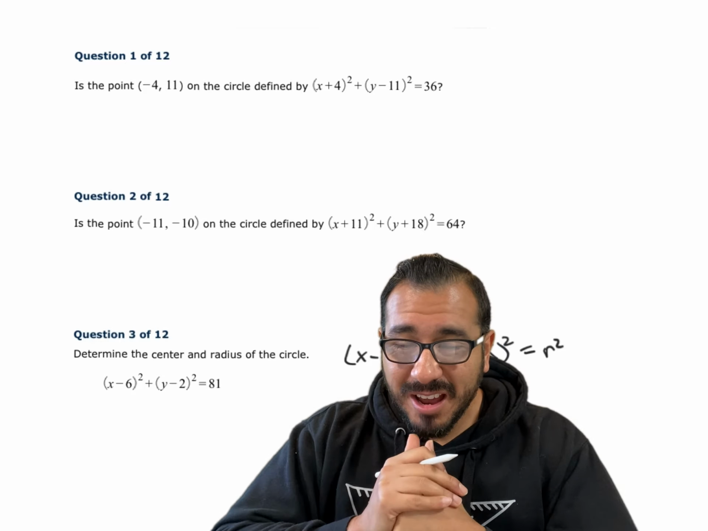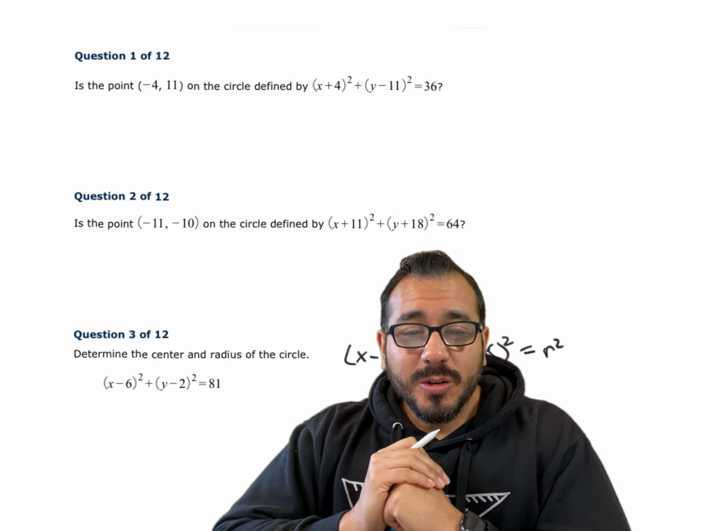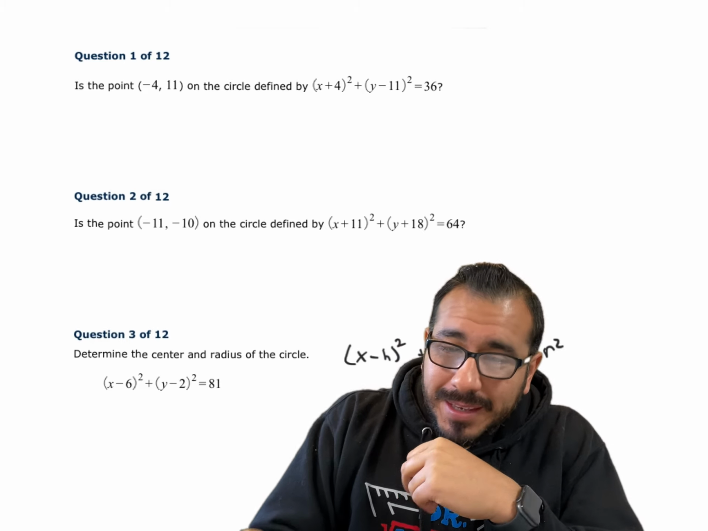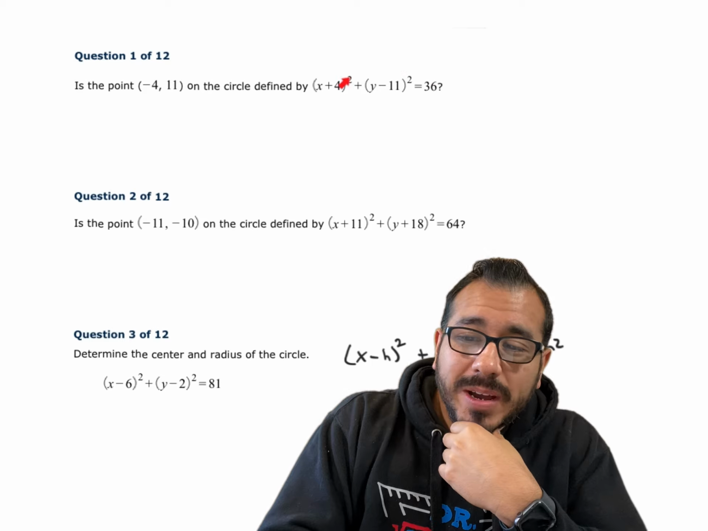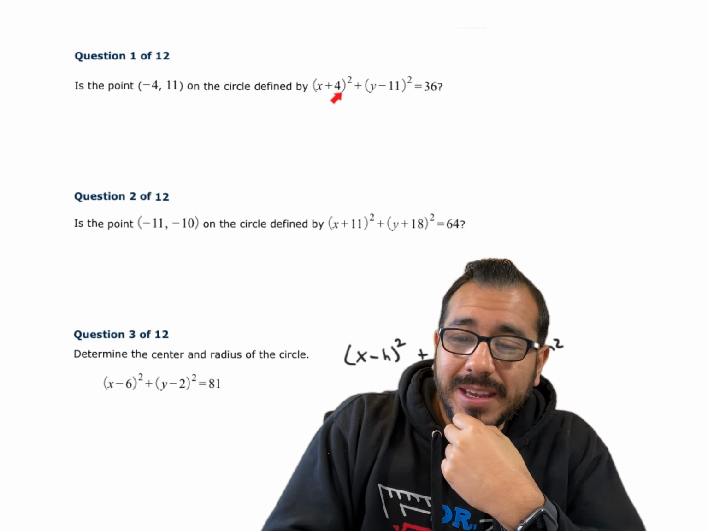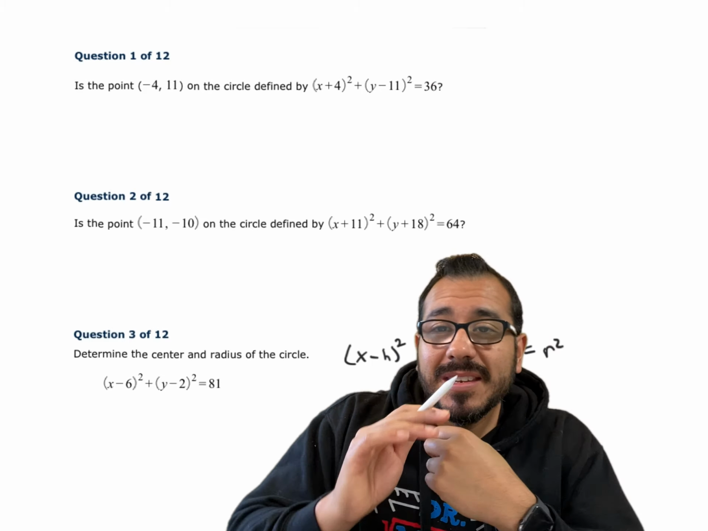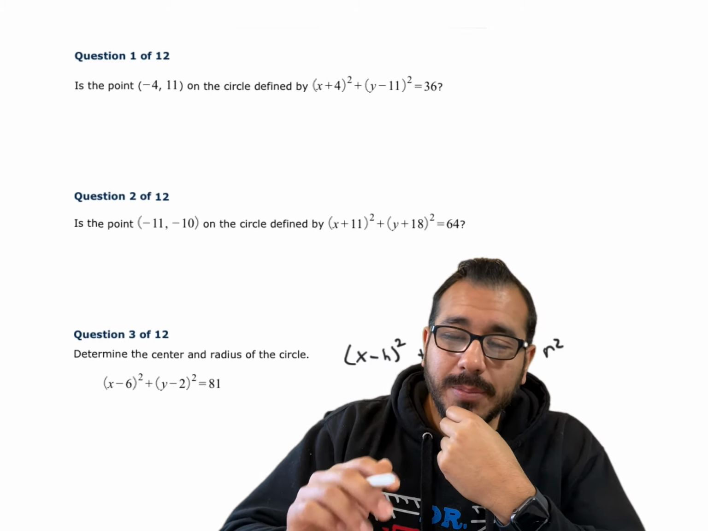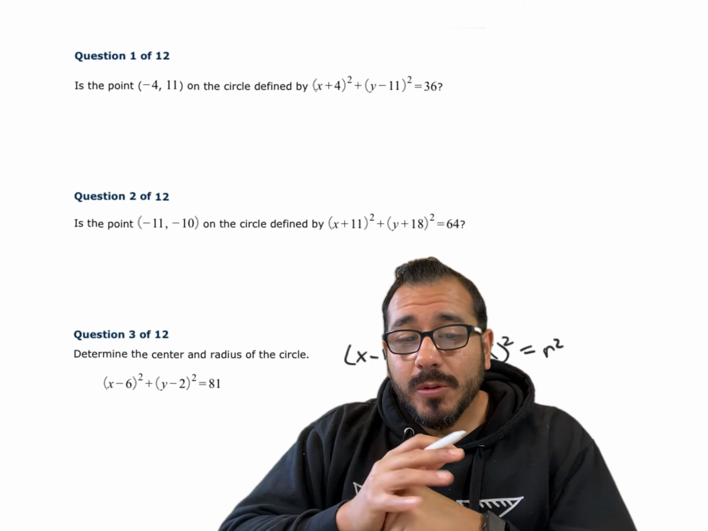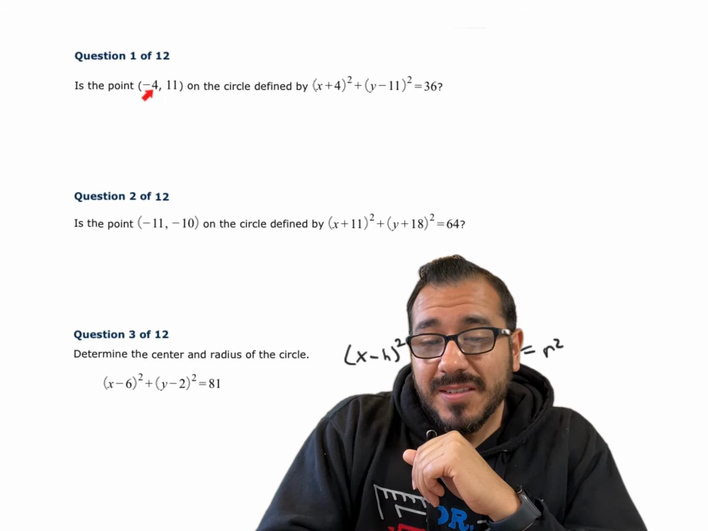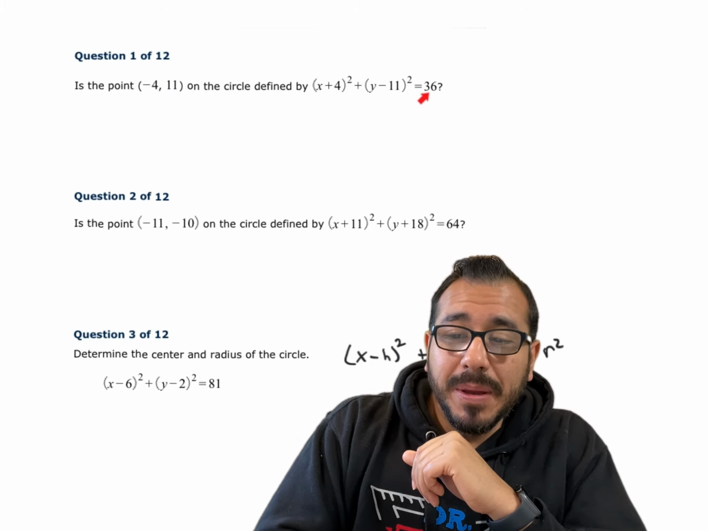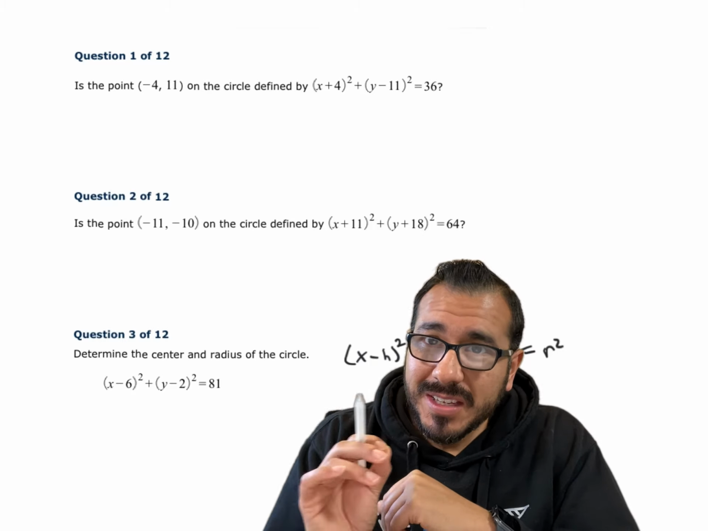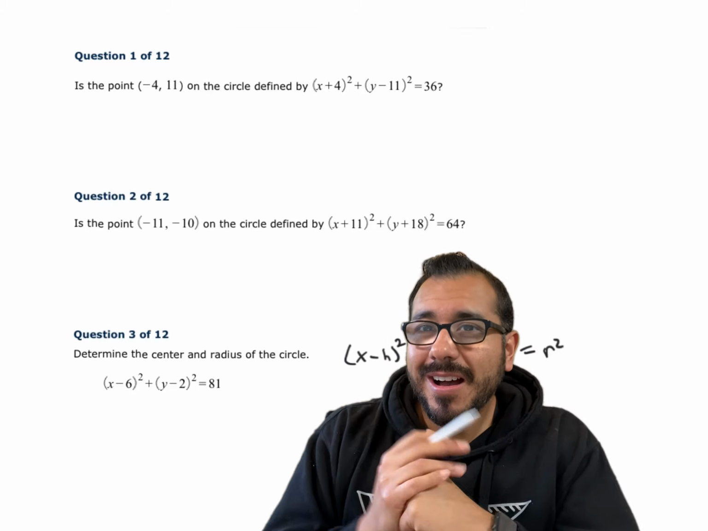All right, so let's get down to work here. So question number 1, is this point right here on the circle? And they give us the equation of a circle, and this right here is in standard form. All right, and we'll talk about that in a few seconds here. So what we're gonna do is, notice they give us an X and a Y, so all we're gonna do is plug it in, and it better equal 36 if this point is actually on this circle.